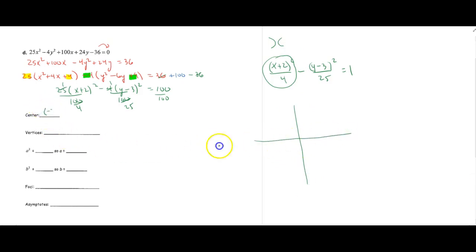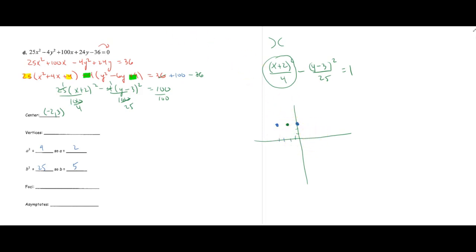Our center is going to be at negative 2, 3. And now to find the vertex, let's find a. So if a squared is 4, it means a is 2. If b squared is 25, that means b is 5. So right away for my vertices, I know because it opens left and right, I'm going to go to the right 1, 2. And I'm going to go to the left 1, 2.